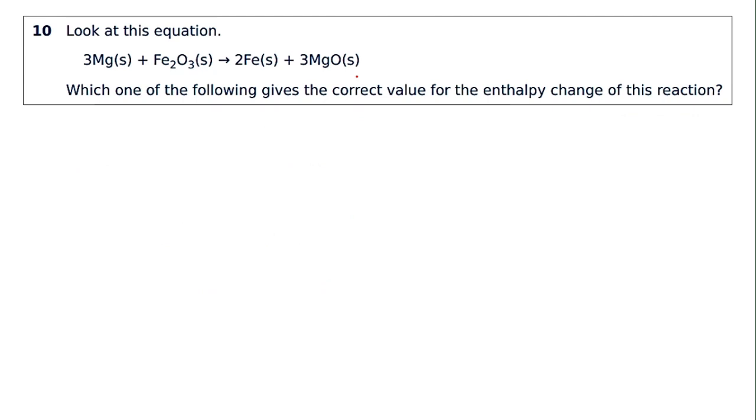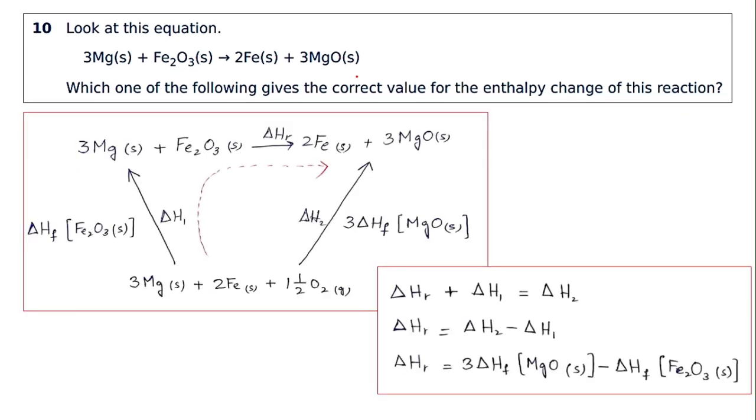So if we try to make the delta H reaction, here will be the cycle. We will be having all the reactants here, and we will be having all the products of the balanced chemical equation here. So reactants to products is the delta H reaction, and we are writing the elements in their standard state here.